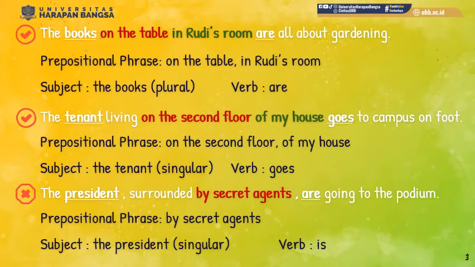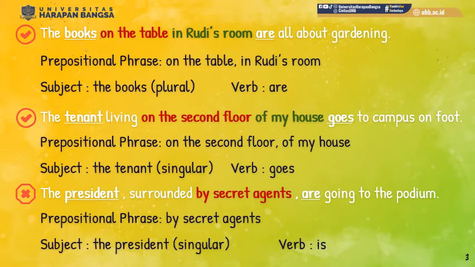Sentence number 1. The books on the table in Rudy's room are all about gardening. So here we have a sentence with subject and verb. And you also notice that here you have adverb of place using preposition. Diawali dengan preposisi. Remember that everything started with preposition is not important. Ingat-ingat, semua yang diawali dengan preposisi tidak penting. Jadi coret saja. Itu bukanlah subjek atau verb dalam sebuah kalimat.